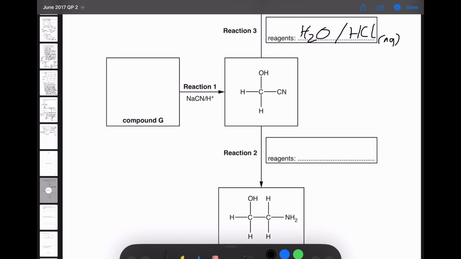So how are we going to do this? Obviously we need to take away our cyanide group, so it's going to be C, H, H, and then we're adding our hydrogens. We're going to add this hydrogen here, so it's going to be an aldehyde. So in this case, it's methanol.